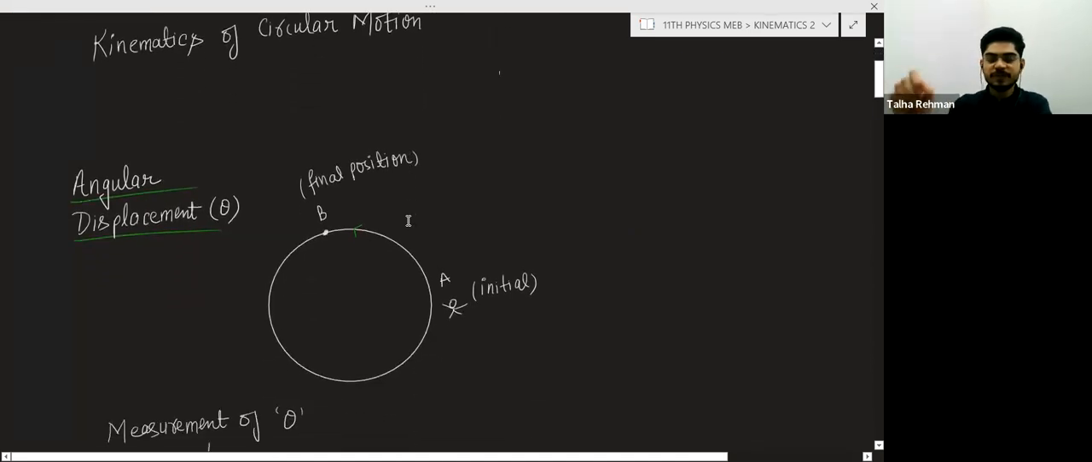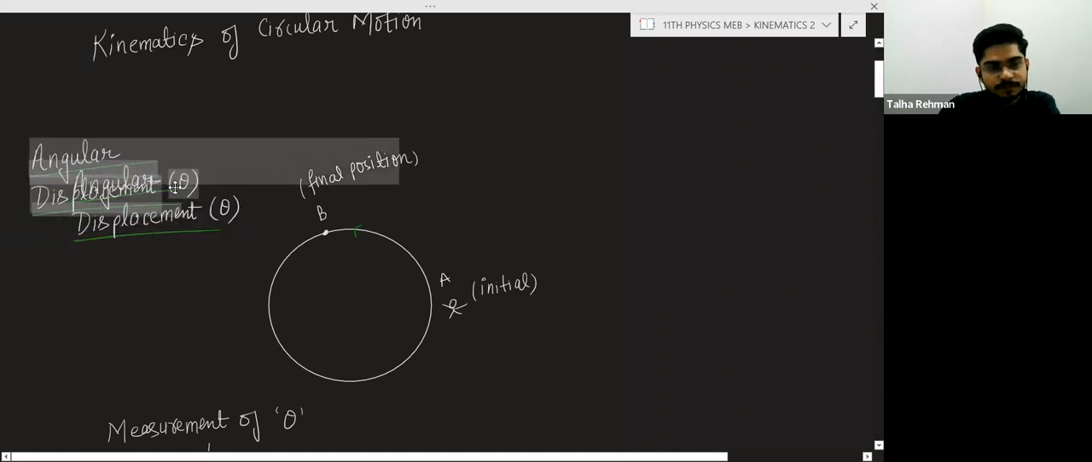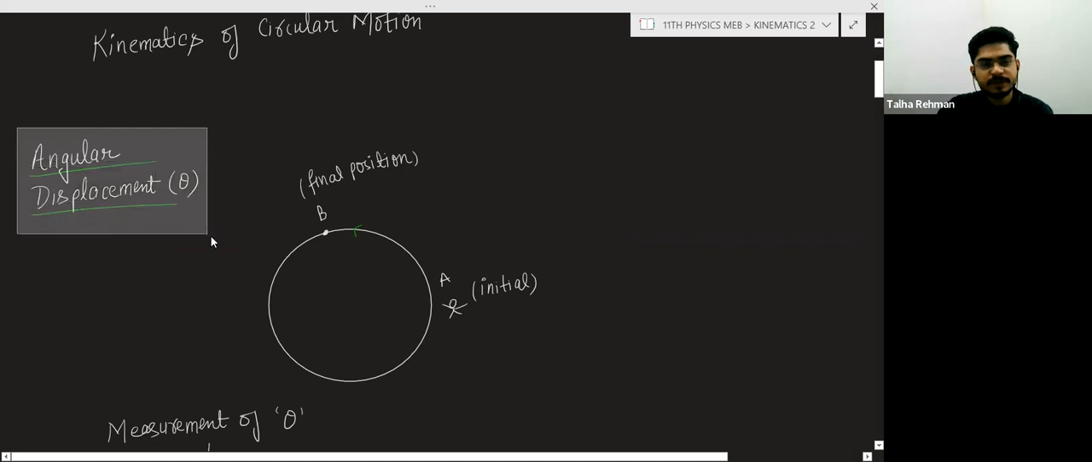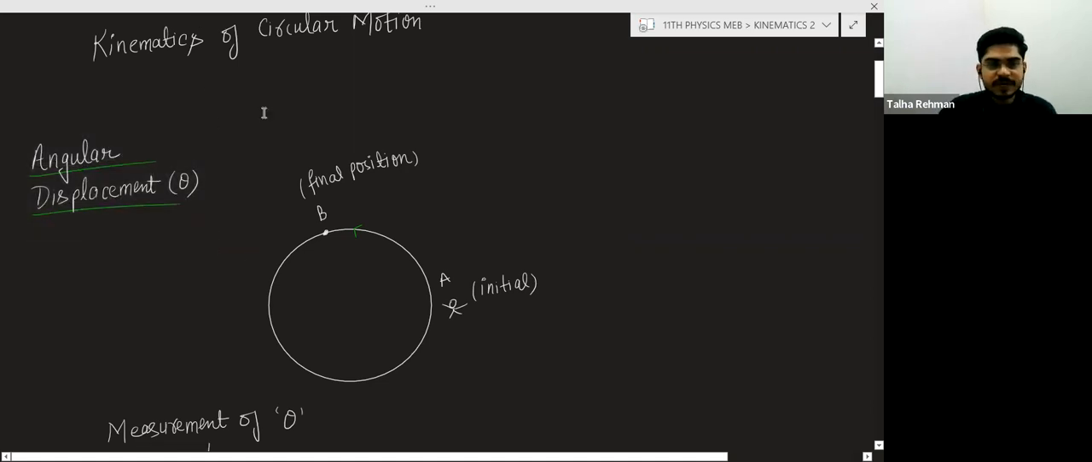So, for example, the first term in circular motion is the angular displacement. In straight line motion, we have the displacement, and here it is the angular displacement. Okay, so now see what angular displacement is.